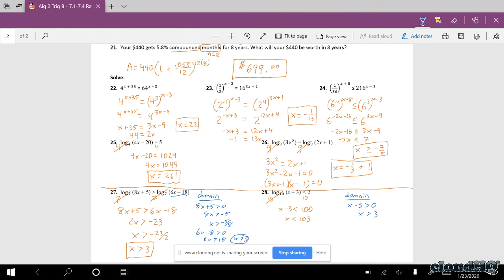So now we compare our answer of numbers that are less than 103. Are all of those greater than 3? No, but some of them are. So we're looking for the numbers that are in between 3 and 103. Both of them are open intervals, so no equal to signs here. So it has to be less than 103, but also has to be greater than 3. And there's our answer.